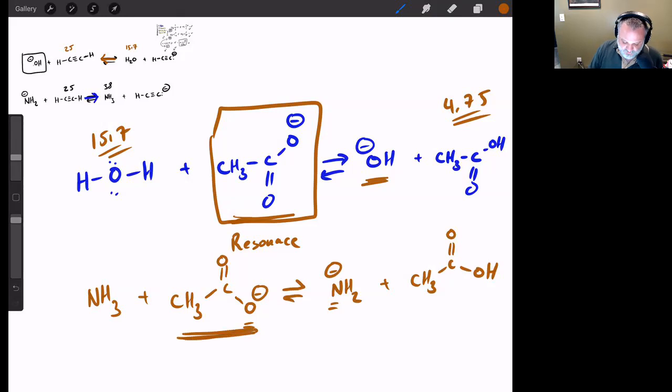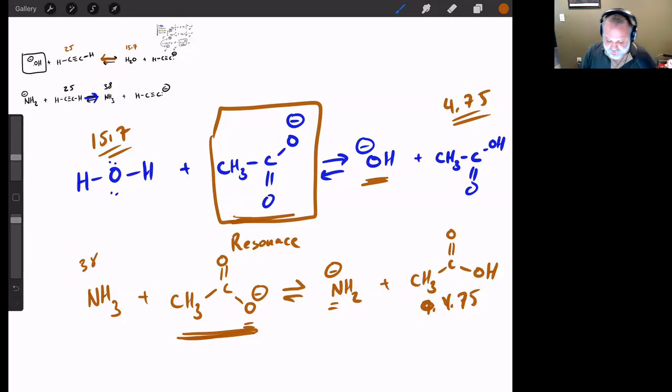So yes, ammonia is something that can donate and accept protons, but it's not strong enough as an acid to reprotonate the carboxylate salt. And we can, again, bear this out with pKa's, 4.75 versus 38. It's a lot more favored to the reactant side.